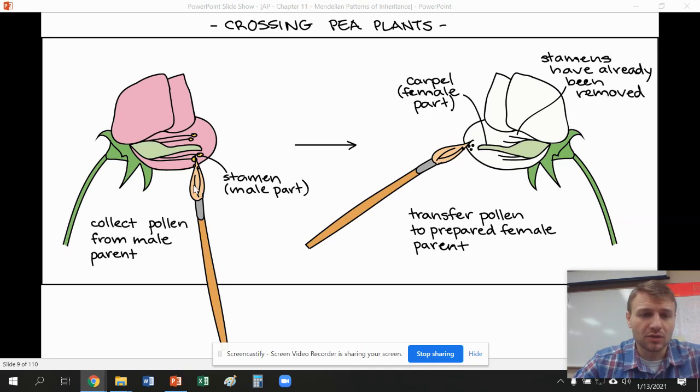And he actually used these. I think they're like paintbrushes. We could do this in lab, but with COVID this year, we're not going to. But you can actually transfer that pollen and make sure you know which pea plants are mating with which pea plants. I know it sounds really weird that plants are sexually mating, but yeah, it happens.